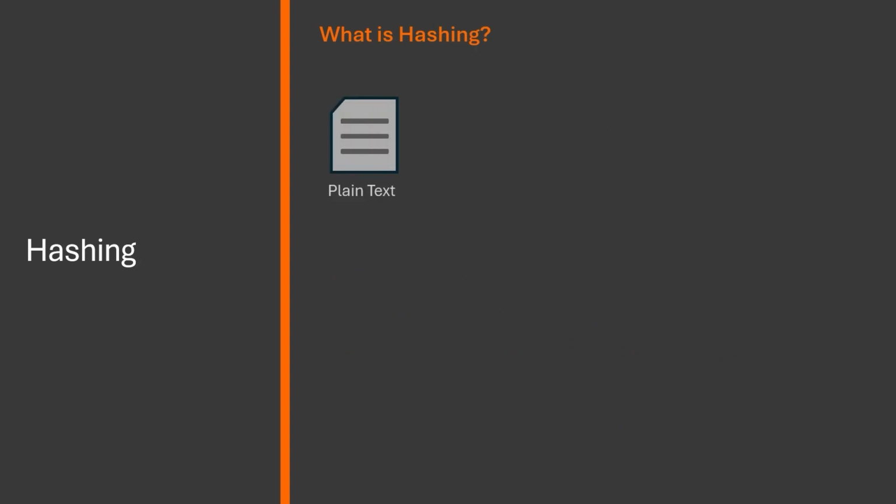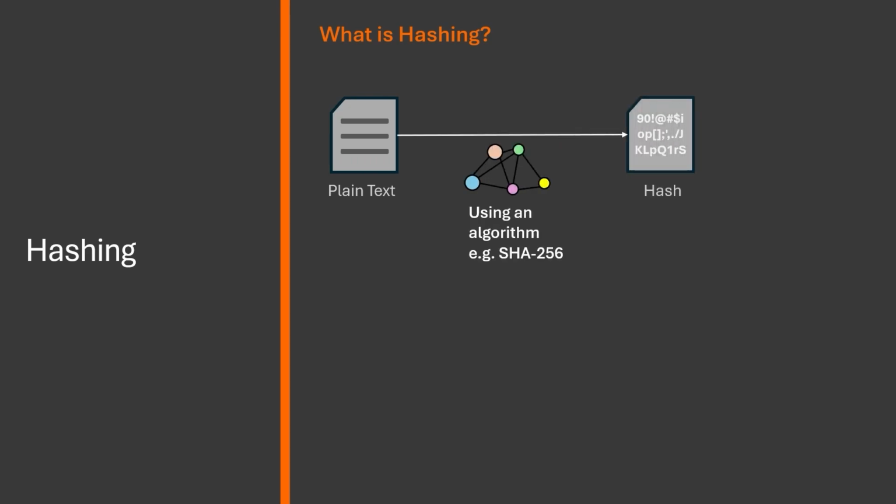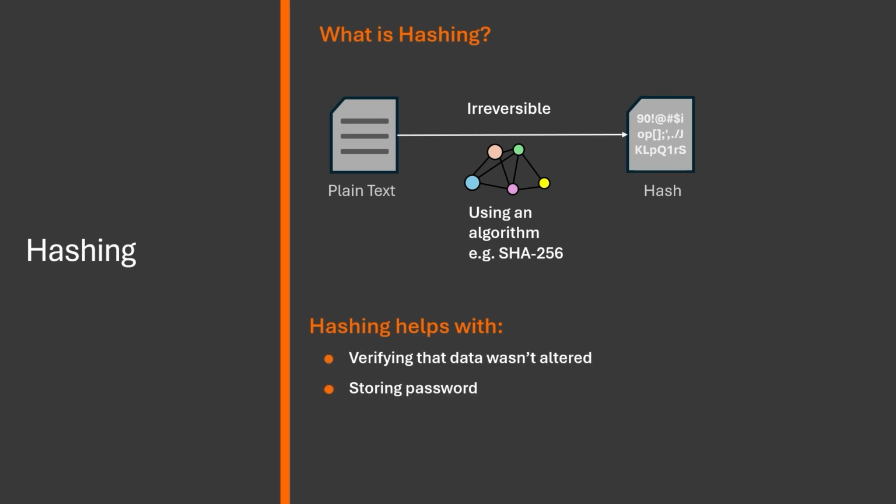Now let's shift to hashing, which is a technique we use to verify data integrity and securely store information like passwords. Hashing takes an input, say a file or a password, and produces a unique fixed length value called a hash. A key feature of hashing is that it's one way. So we can't take a hash and reverse it back to the original input. Hashing helps with verifying that a file or a message wasn't altered, storing passwords securely, and creating digital signatures.